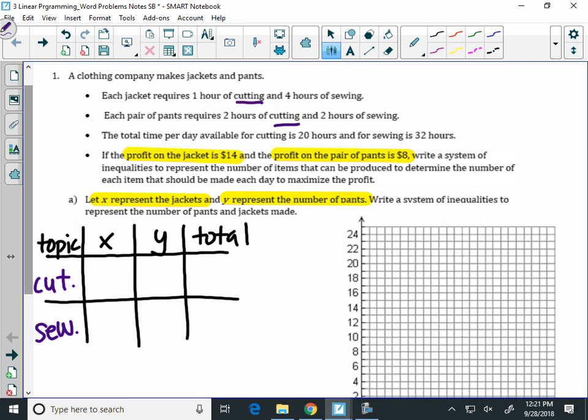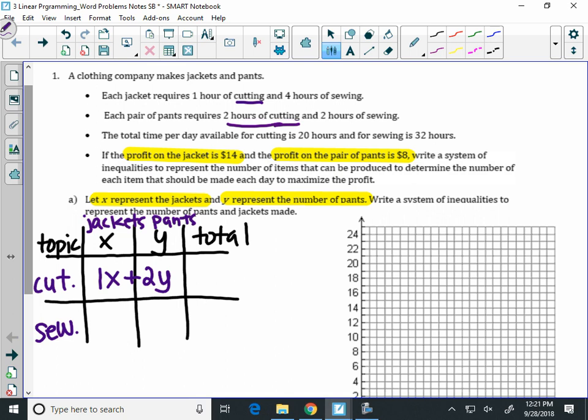Now let's look at X for jackets. How long does it say that it takes to cut the fabric for a jacket? 1 hour. So we'll put 1 in here. And what did I say you can automatically put next to that 1? An X. We're in the X column. We're going to put an X there because we're writing an equation. How long does it take to cut those pants? That's your Y. 2. 2 hours for cutting. So we're going to do plus 2Y.